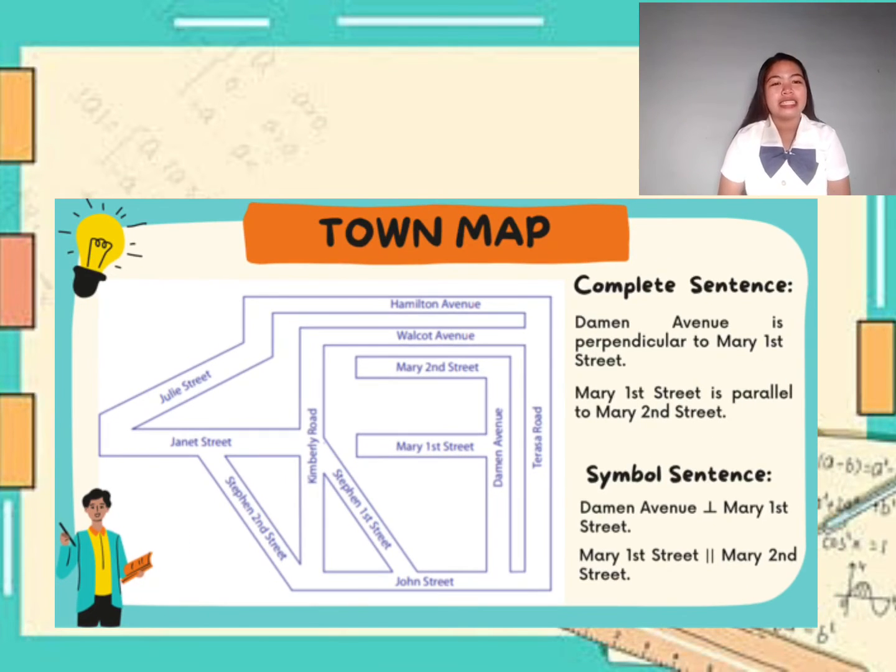Last is a town map. Using a town map in the classroom stimulates curiosity, encourages exploration, and inspires problem solving. Learners will be able to distinguish which lines are parallel and which are perpendicular if we utilize a map. For example, we can deduce from this town map that Damien Avenue is perpendicular to Mary First Street. In addition, Mary First Street is parallel to Mary Second Street.